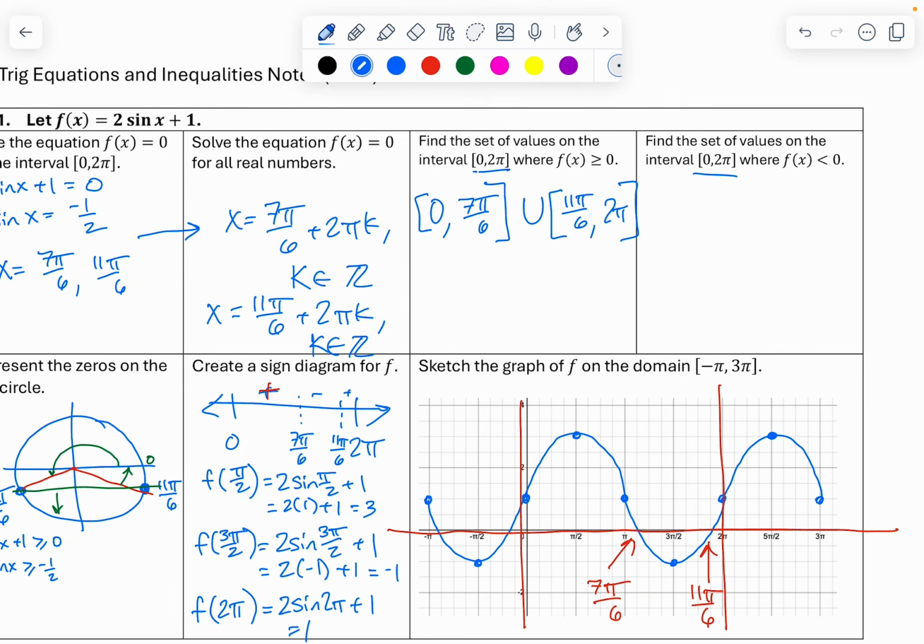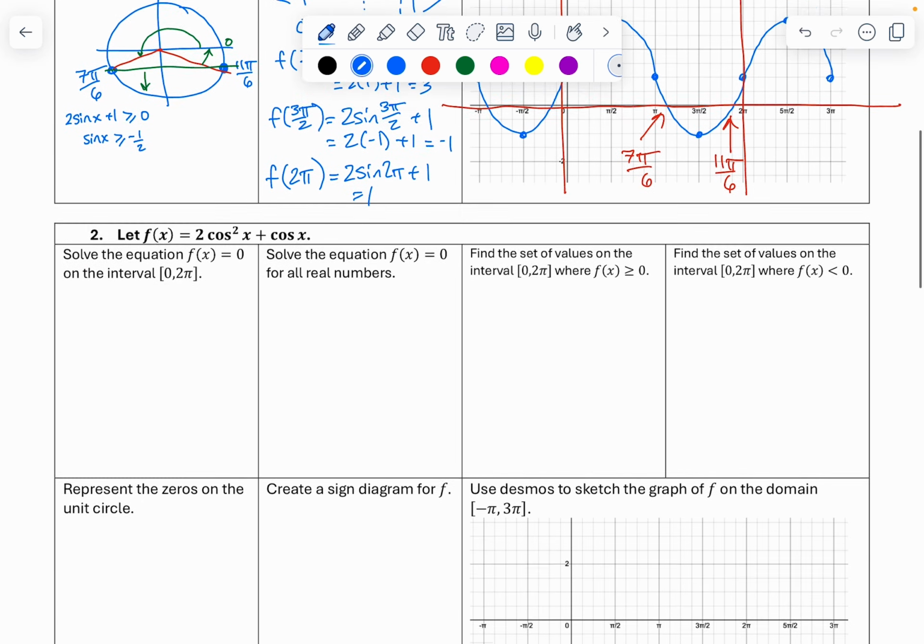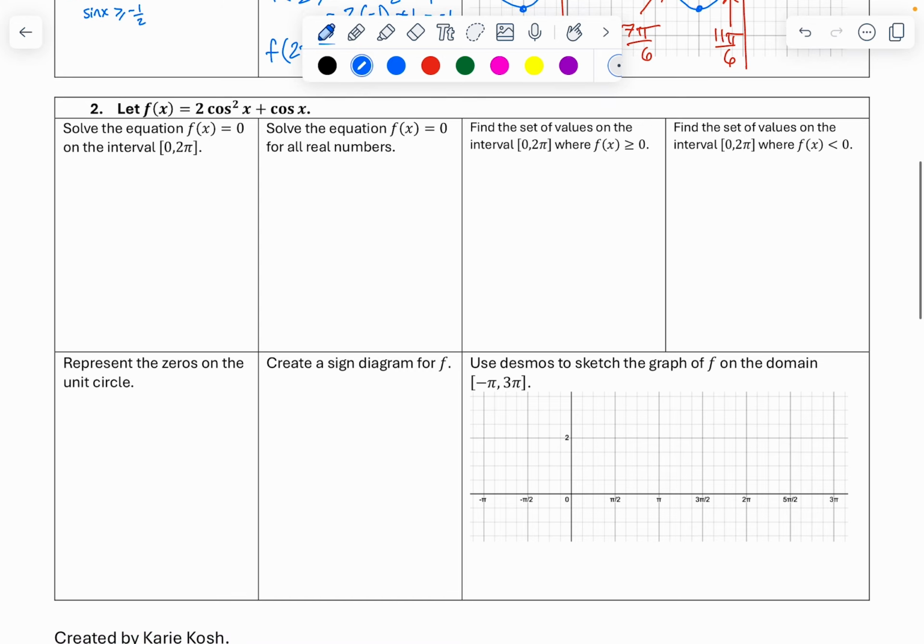Okay, and now we want to know where is f of x less than 0. Well, it equals 0 at 7 pi over 6, and then it equals 0 at 11 pi over 6, but we don't want to include those. It's everything in between those. Hopefully, that is helpful. Okay, let's look at the next one.